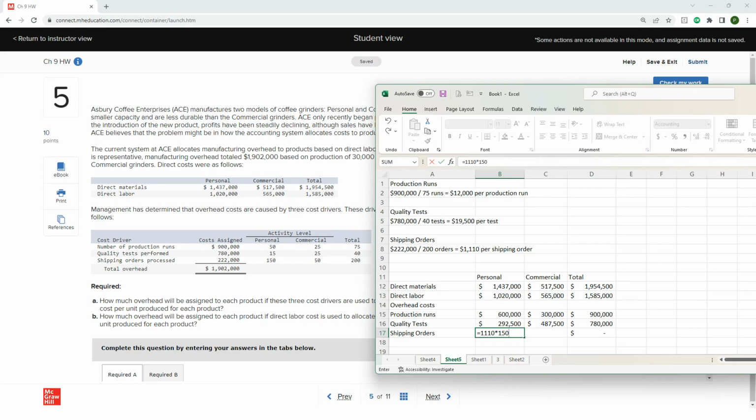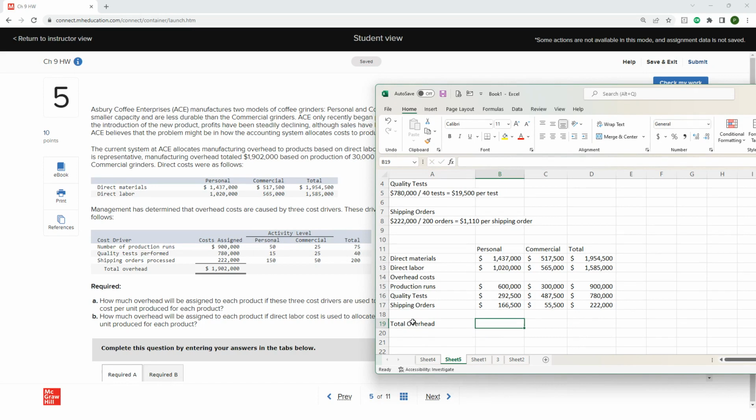That gives us 166,500 and 55,500. So our total overhead, we're going to add up these three overhead numbers. That gives us 1,059,000 for personal and 843,000 for commercial. So we're going to plug in those two numbers into our answer for part A.